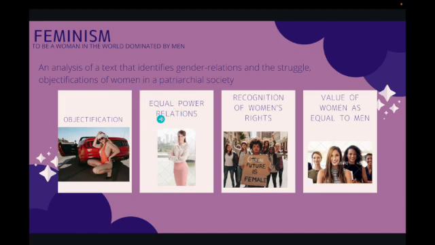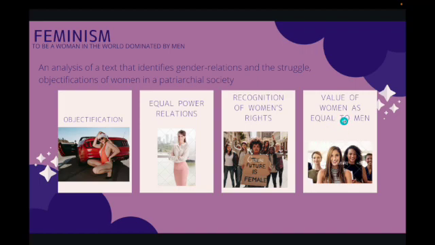Next, in the analysis of the text that identifies gender relations and the struggle, objectification of women in a patriarchal society, women want equal power relations, meaning to say they want to strive to be afforded equal rights to men, recognition of their rights and representation in various contexts: in the workplace, in politics, and even in acquisition of privileges. For example, getting better benefits in the workplace, like more paid leaves during their menstrual period, and even if they have dysmenorrhea and want to be out from work, they could be afforded paid leave instead of just being absent.